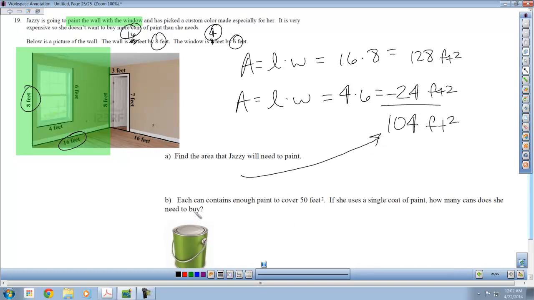Part B says she's going to buy cans of paint, and she doesn't want to buy too much. Each can contains enough paint to cover 50 square feet. Okay, so how many cans does she need to buy to cover 104? Well, would 2 cans do it? Well, can you see 2 cans would only get us 100 feet squared, and we have just a little bit more that we would have to cover.